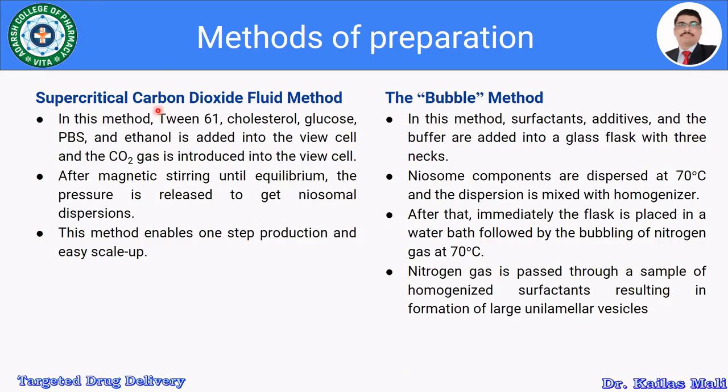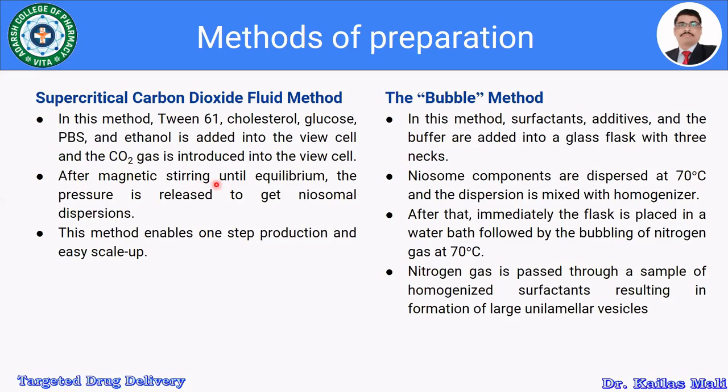Let us see the supercritical carbon dioxide fluid method. So in the case of supercritical carbon dioxide, here we are utilizing supercritical carbon dioxide to prepare the niosome. In this method, Tween 61, cholesterol, glucose, phosphate buffer, and ethanol are added into a VII cell and carbon dioxide gas is introduced into the VII cell. So there is a cell in which we are supposed to place the Tween 61, cholesterol, glucose, PBS, and ethanol, and furthermore introduce the carbon dioxide.